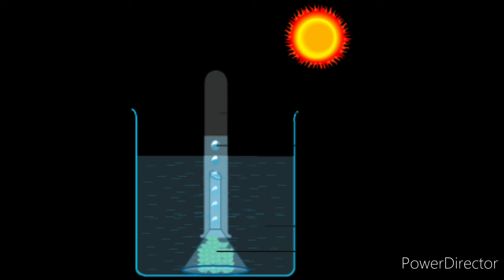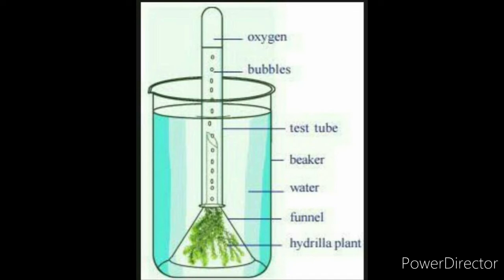Now what you will observe is that bubbles are coming out. What are those bubbles? The bubbles are nothing but the oxygen released, which is collected in the test tube. You can see the bubbles here, right? Expose the apparatus to the sunlight. After a few hours the gas bubbles will form and collect in the test tube. Now you have to collect the gas in the test tube.